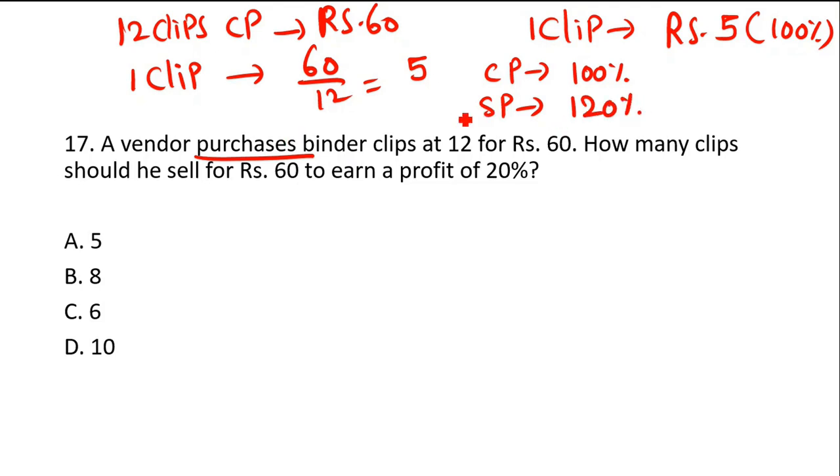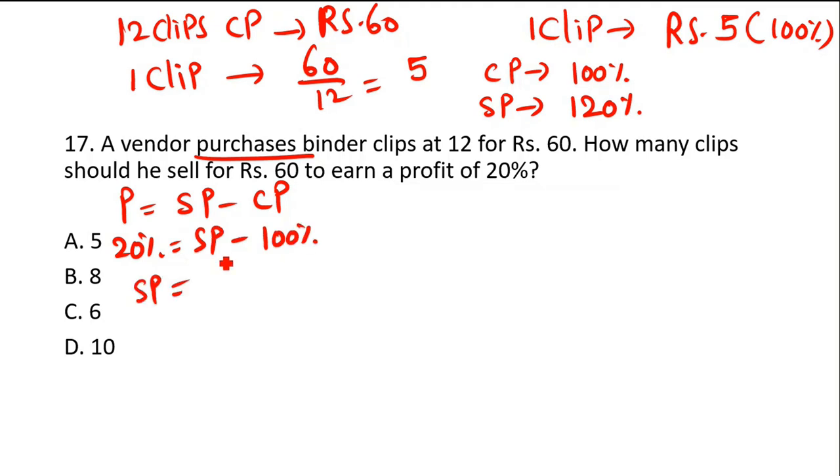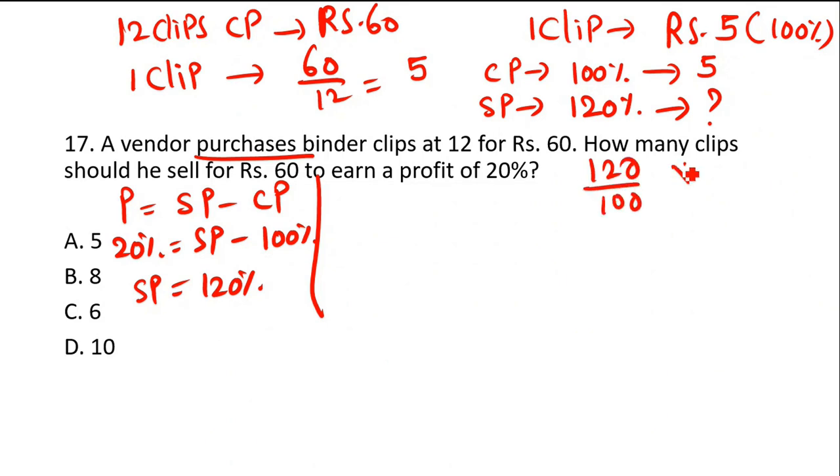And if you are wondering how you got this, you have the formula, profit equal to selling price minus cost price. Profit is 20%. Cost price is all the time 100%. And selling price is equal to 100 plus 20, 120. Okay. Cost price is nothing but 100%. Selling price is nothing but 120%. Okay. So you have 100% is equal to 5 rupees. 120% is how much? Definitely more. 120 by 100 into 5.